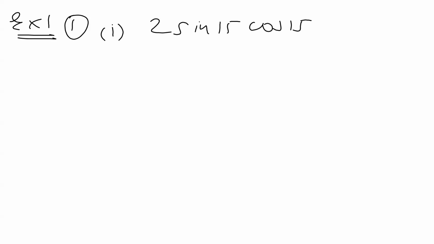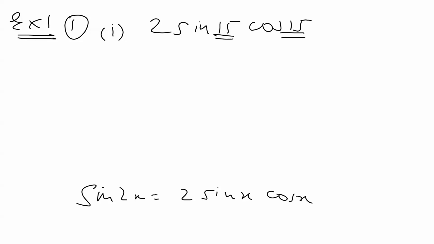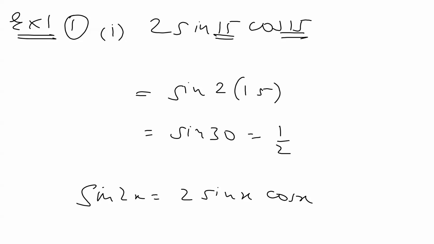Now, see, we have a formula of 2 sine x cos x, or rather, sine 2x is equal to 2 sine x cos x. So if this is x, this is going to be sine 2x. So it will be 2 into 15, sine 30, which is equal to half.